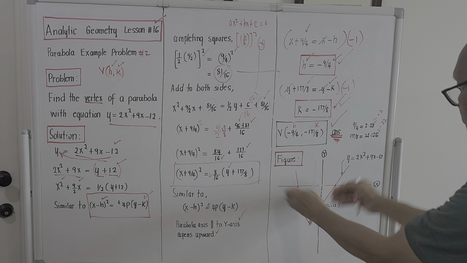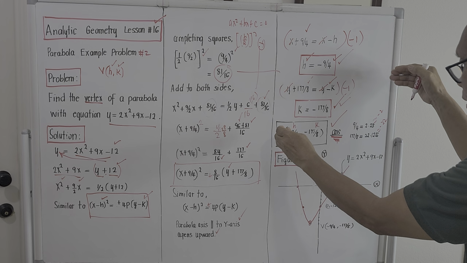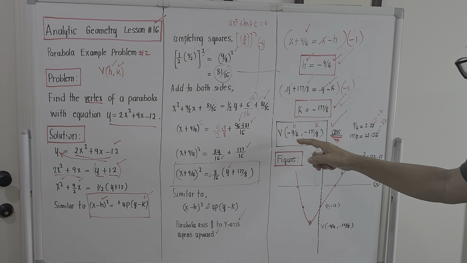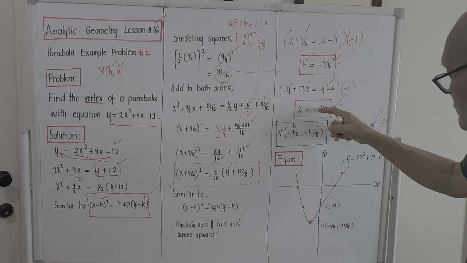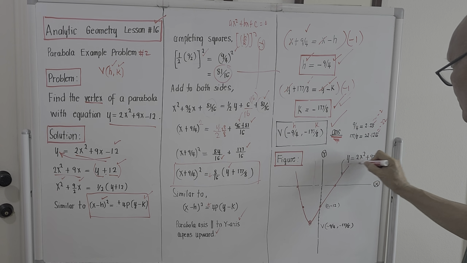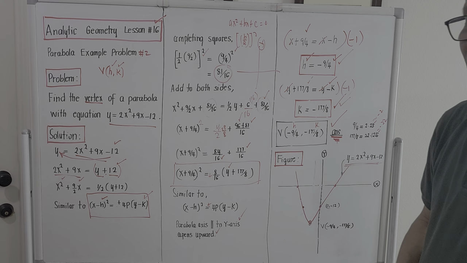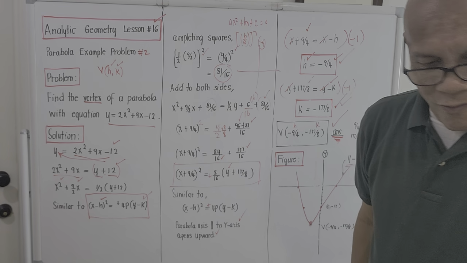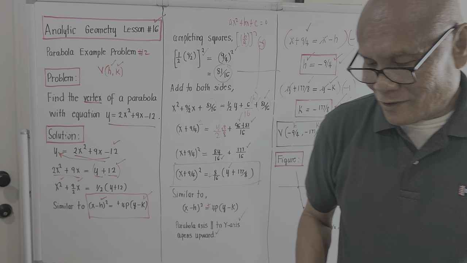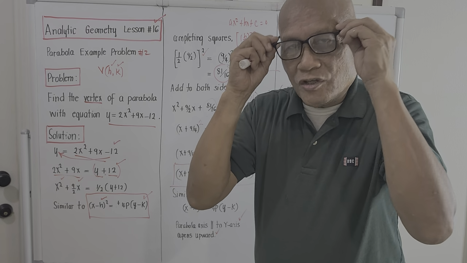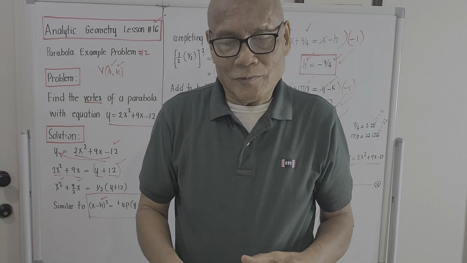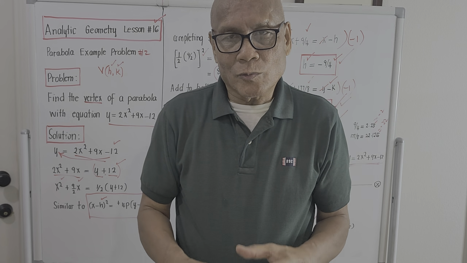So the equation of this parabola that opens upward with the vertex at the location negative 9/4 and negative 177/8 is this equation here. Okay? It's an interesting problem. Okay, this is Professor David J. De Los Reyes. This will be a good example problem on the concept involving a parabola.